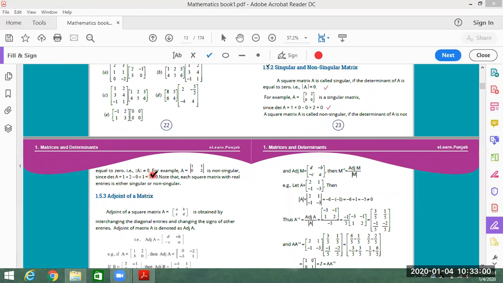The determinant of A is not equal to 0. For example, A equals 1, 1, 0, and 2. We'll find the determinant of matrix A. The answer is 1 times 2 minus 0 times 1. Cross multiply the diagonals and then subtract them. So 1 times 2 is 2, minus 0 times 1 is 0. 2 minus 0 is 2, and 2 is not equal to 0. So it means the determinant of matrix A is not equal to 0. It is 2, other than 0, so it is a non-singular matrix.